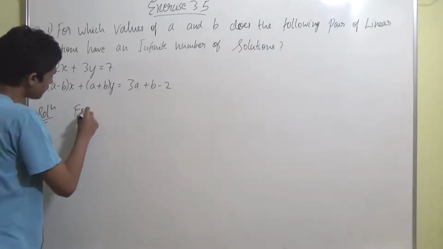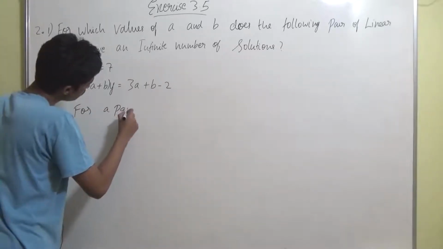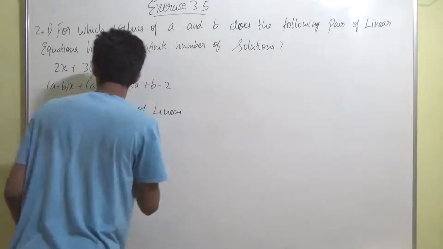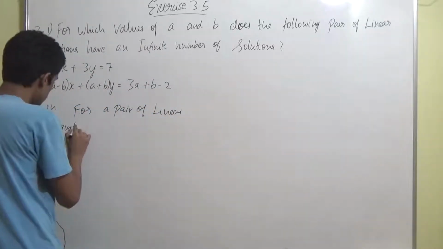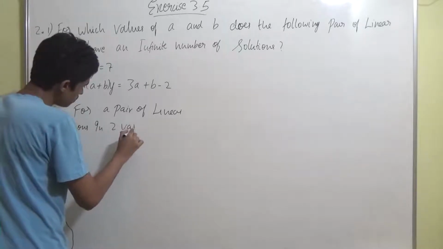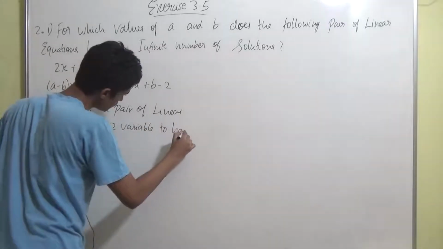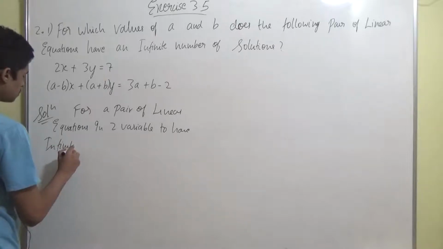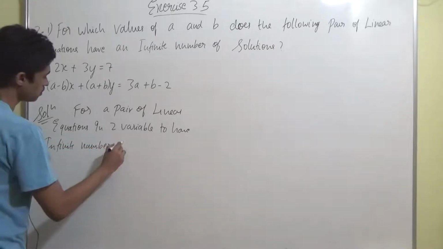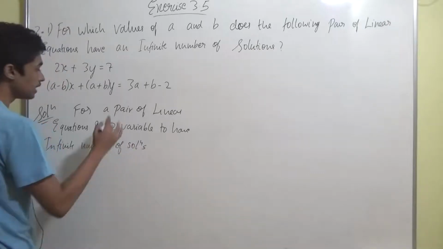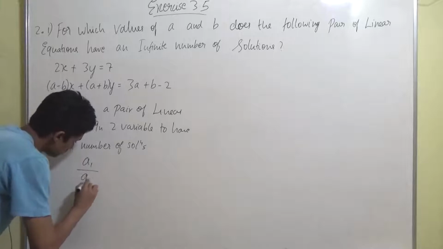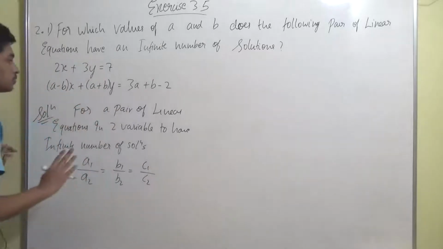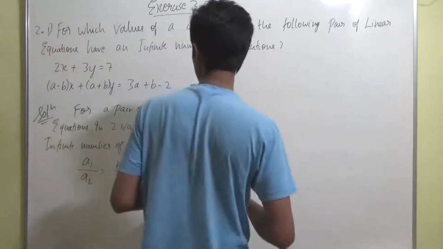Condition is, for a pair of linear equations in two variables to have infinite number of solutions, A1 by A2 should be equal to B1 by B2 should also be equal to C1 by C2. This is the condition, guys. Let's apply this condition in this question, right?